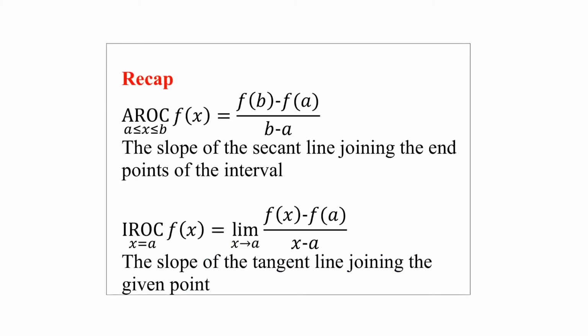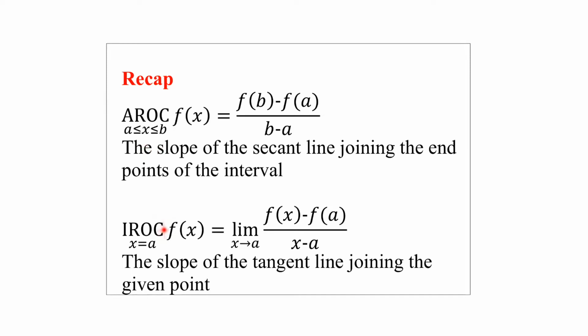Let's recap. In this lesson, we learned the meaning of average rate of change, which is rate of change of a function over the given interval a and b. It is f of b minus f of a divided by b minus a, which is the slope of the secant line joining the endpoints of the given interval.